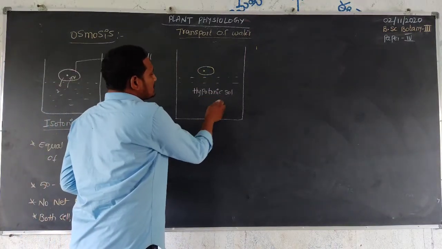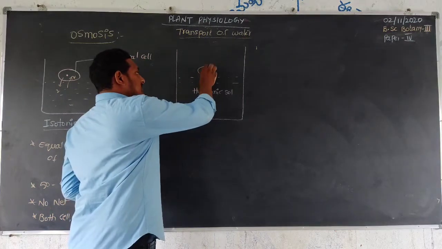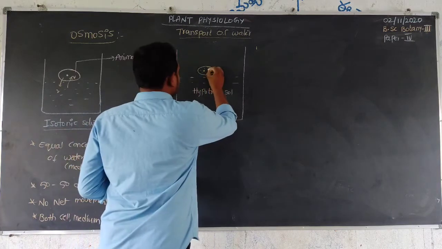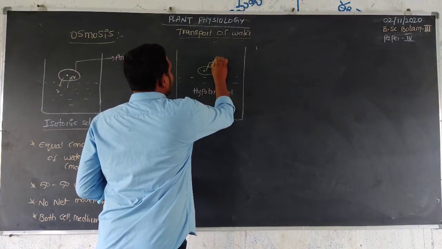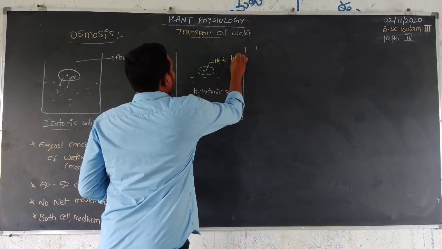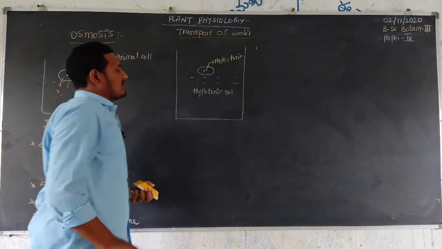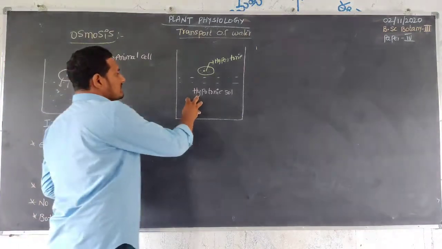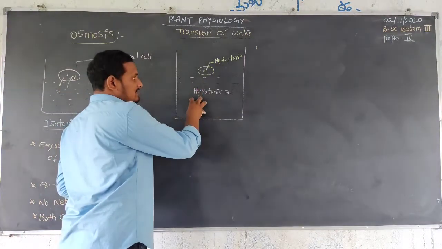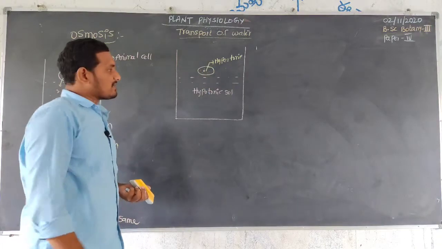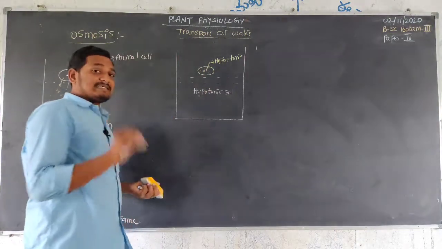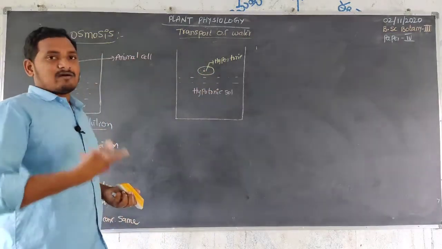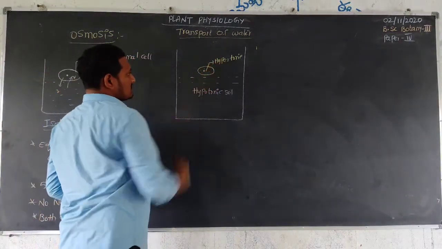Here hypotonic means less concentration, while the inside of the cell contains high concentration. So this is a hypertonic condition. Due to endoosmosis, the molecules move from the lower concentration to the higher concentration. Why? Because the hypotonic solution contains less concentration and the cell contains high concentration. That's why it is a hypertonic solution.